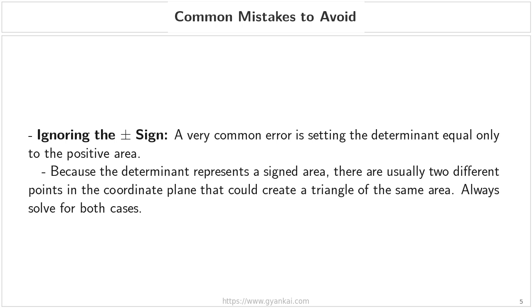Because the determinant represents a signed area, there are actually 2 different locations in the coordinate plane that can form a triangle with the same area, one on either side of the baseline. If you only solve for the positive case, you are essentially missing half of your answer. Always ensure you solve for both the positive and negative possibilities.